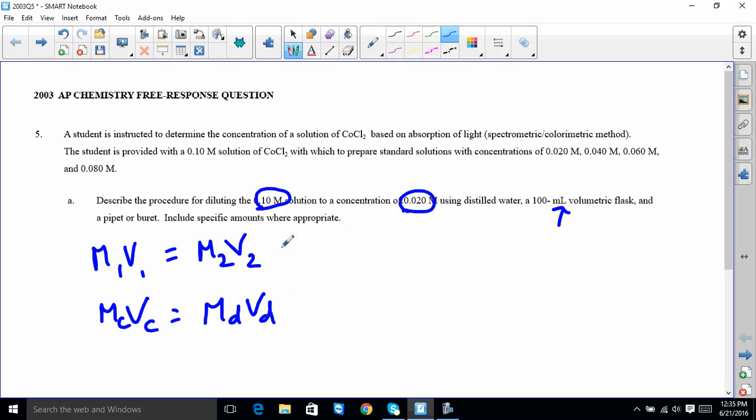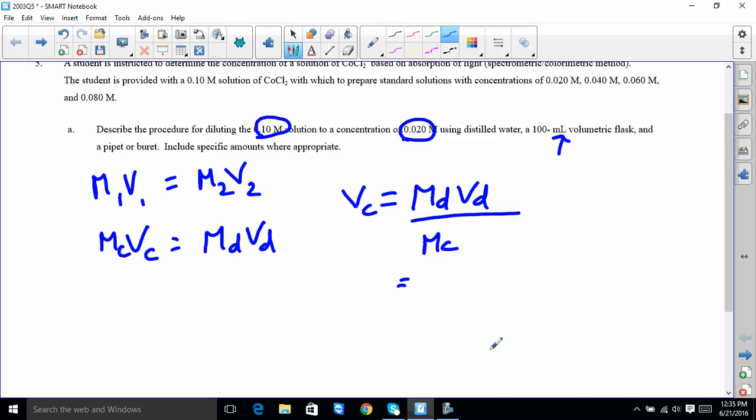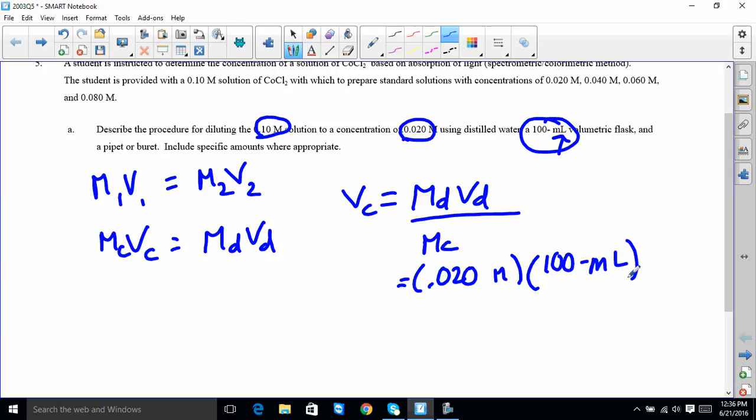Okay, so the question is just diluting. I want to know the volume of the concentrated solution that I would need to measure out to put into the 100 milliliter flask. So that's MdVd over Mc. If you look here, they want the concentration of the dilute solution to be 0.020 molar, and they want the volume of the new solution to be 100 mils, and this is one of the few times in chemistry that the volume has to be in liters. And the original concentration is 0.1 molar. And molar cancels with molar.